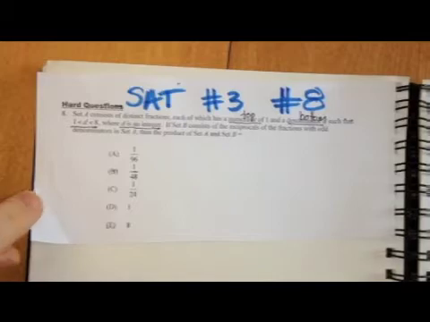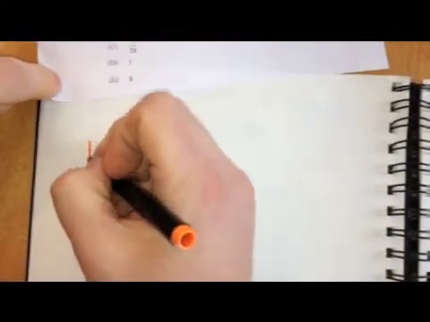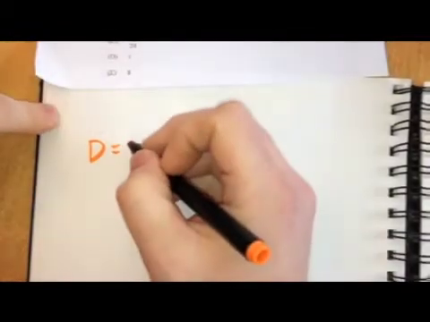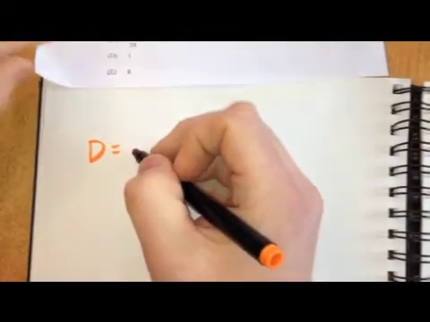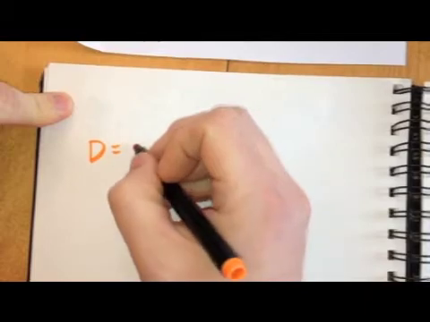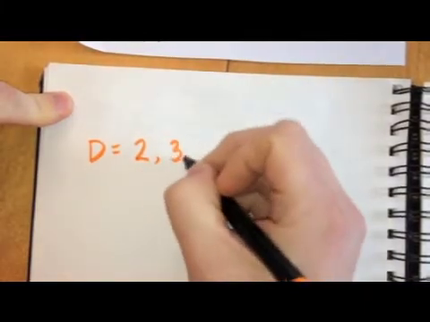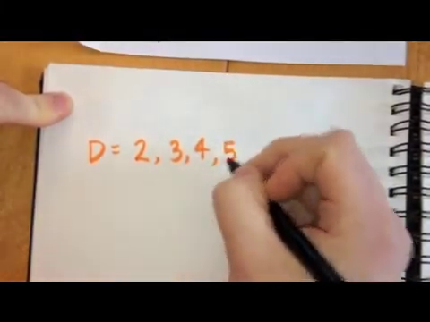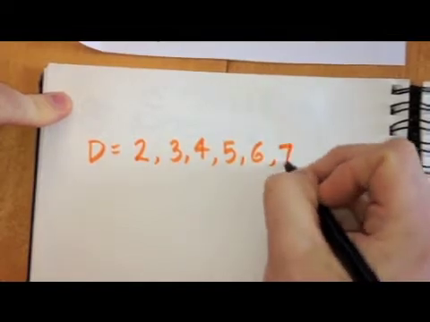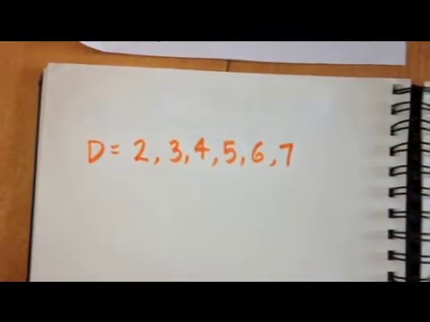Let's start with the first piece of the puzzle then. D. D can equal any integer between 1 and 8. 2, 3, 4, 5, 6, and 7 are possibilities for D.